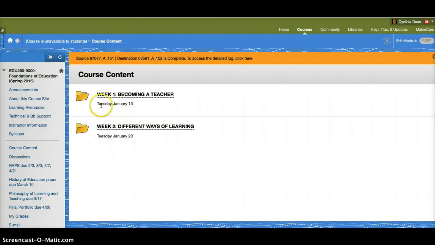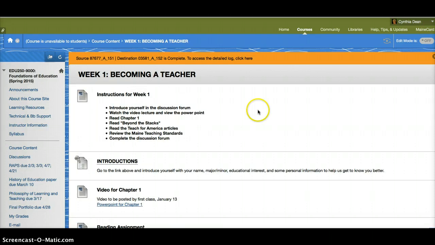And the date that it's assigned is here. So Tuesday, January 13th, this is assigned. And you open this folder up, and everything you need is here. I generally start each of the folders with the instructions for the week. These are the things you need to do. And then below that are the links and the explanation for that.